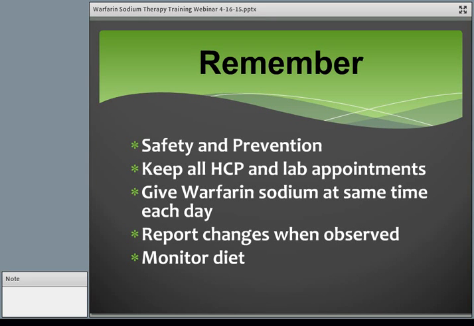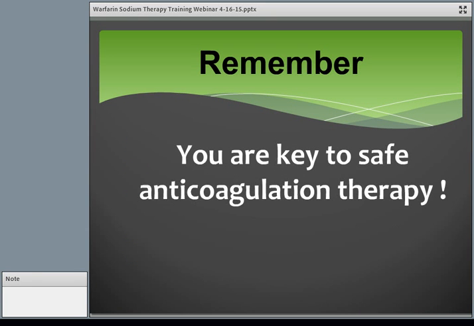Remember, safety and prevention: keep all HCP and lab appointments, give warfarin sodium at the same time each day, report changes when observed, and monitor diet. You are key to safe anticoagulation therapy.